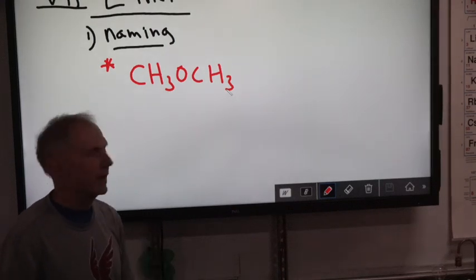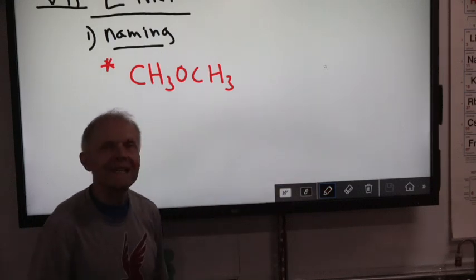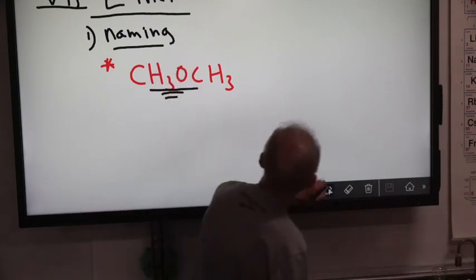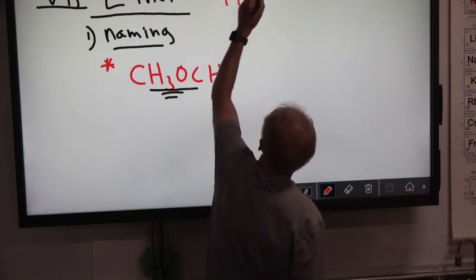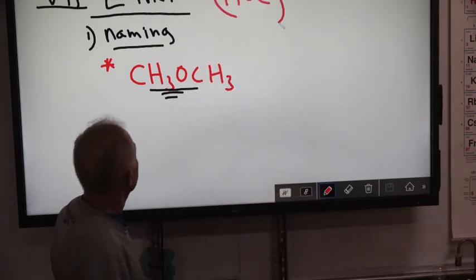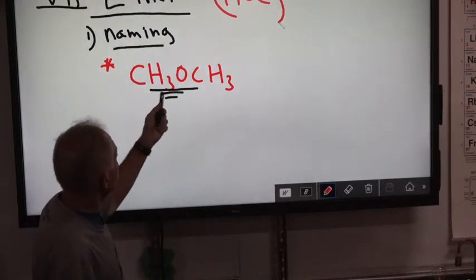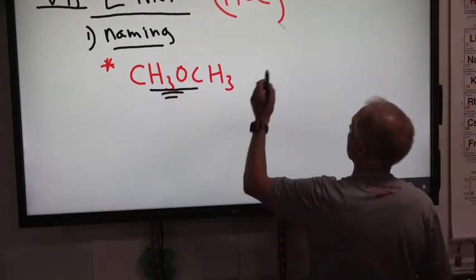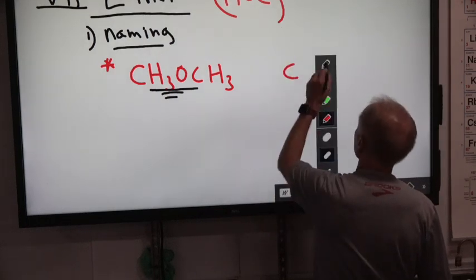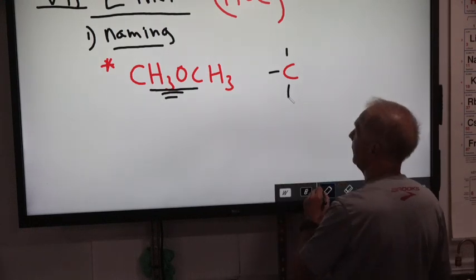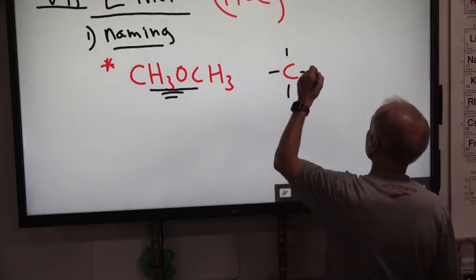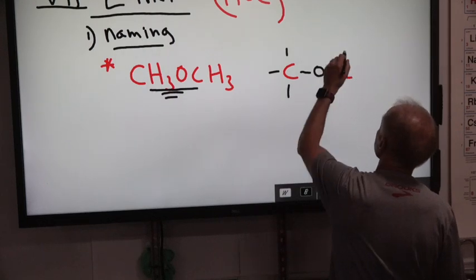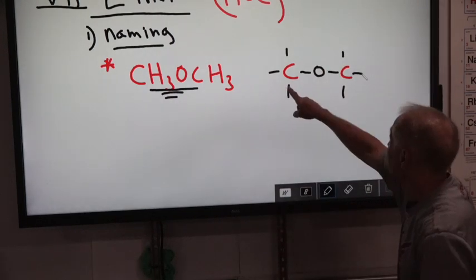CH3OCH3. So the call letters for an ether are HOC. Now, let's see if we can build this. CH3OCH3. So the structural formula, CH3, and then it's very strange, watch, the O comes next. O. CH3. That is the structural formula.